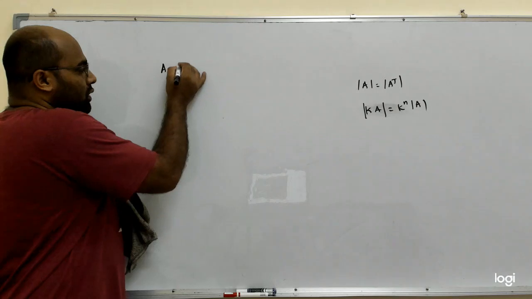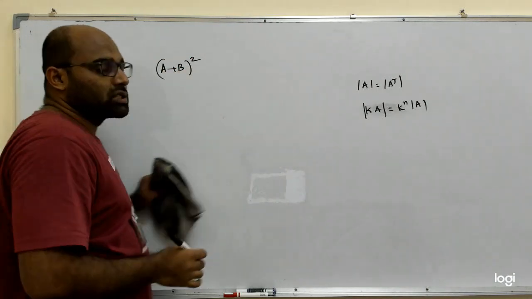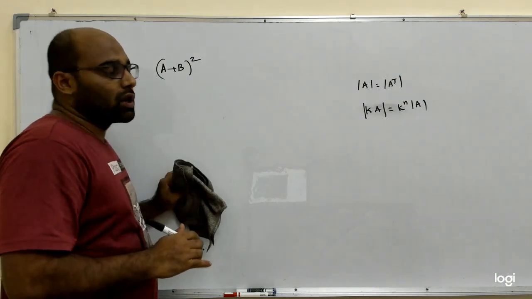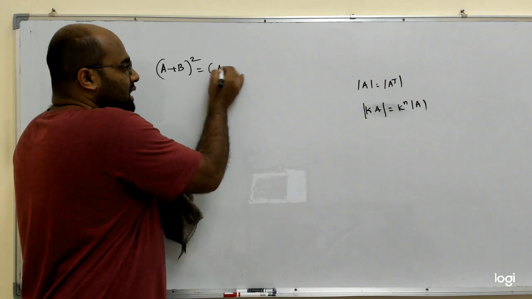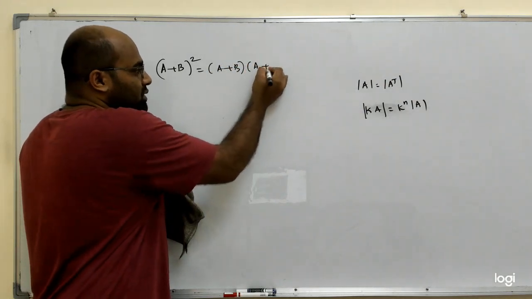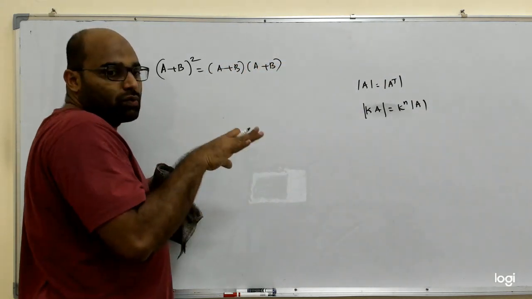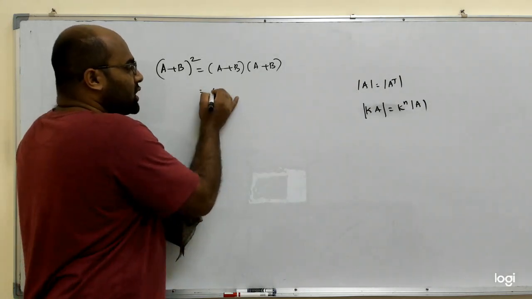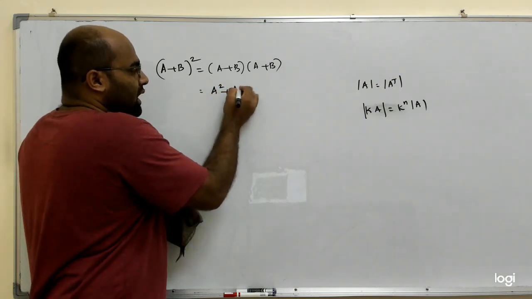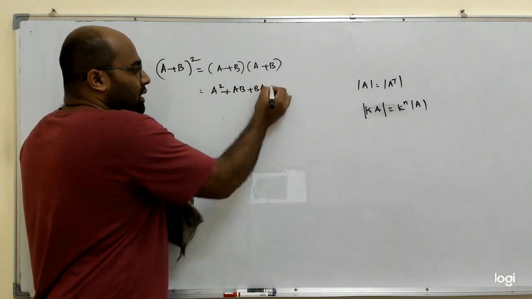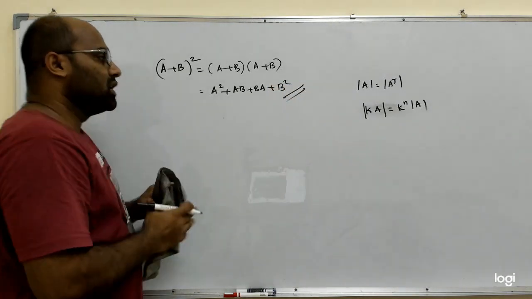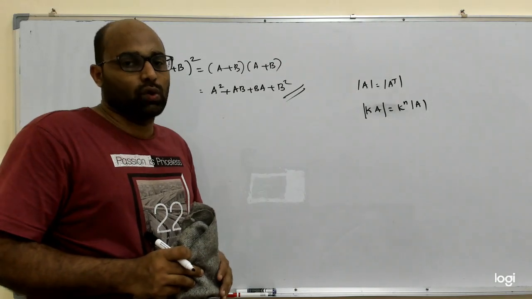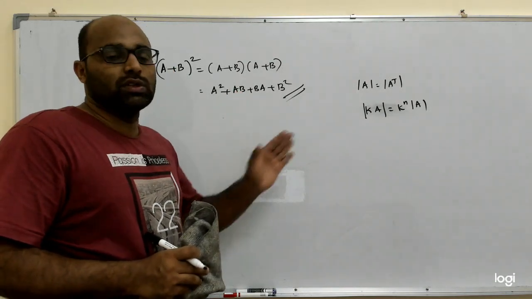In general, (a + b) whole square is what? a square plus 2ab plus b square. But in the case of matrix multiplication, it is not commutative. So you have to write (a + b) into (a + b) two times. Don't use the general formula, because matrix multiplication is not commutative. Now you have to expand: a into a is a square, a into b is ab, b into a is ba, plus b square. This will be the result. AB and BA are not the same in the case of matrix multiplication, though they are in the scalar case, so this will be the answer.